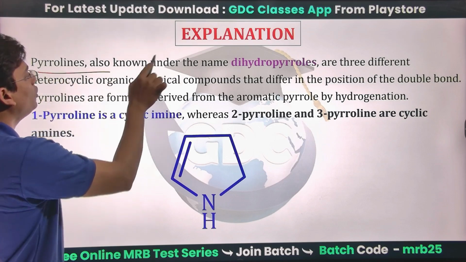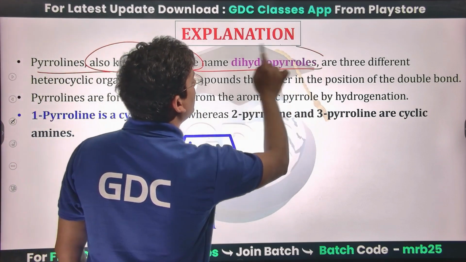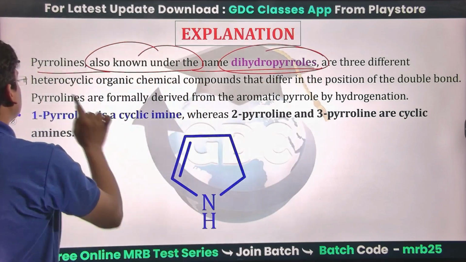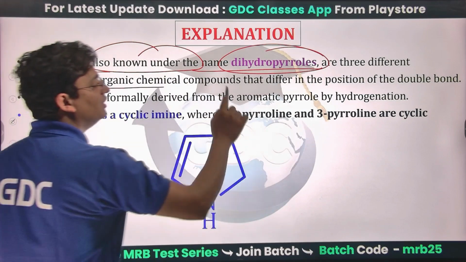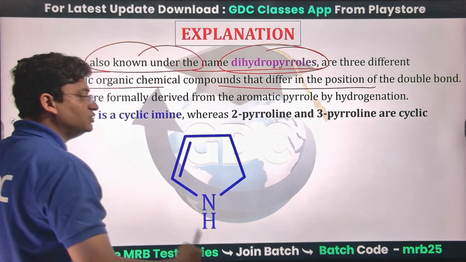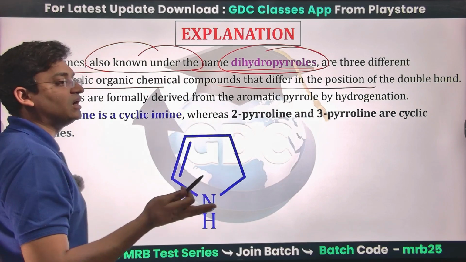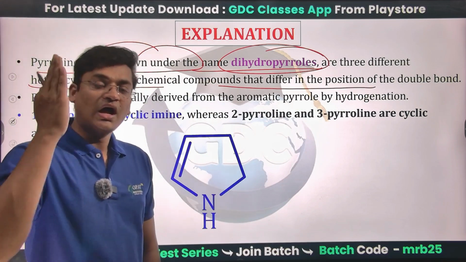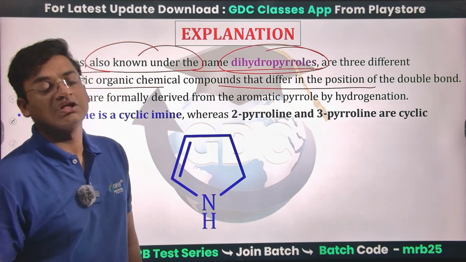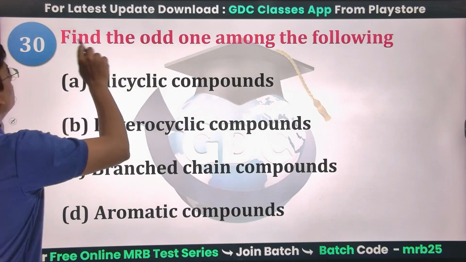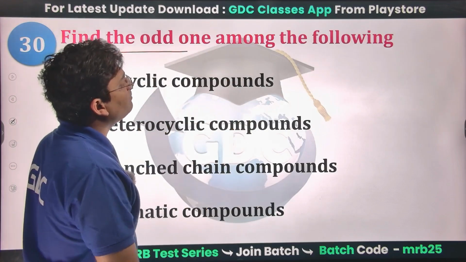Pyrrolines are also known as dihydropyrroles, and these are heterocyclic organic compounds that differ in the positions of the double bond. It's used for cases where there is neither complete unsaturation nor complete saturation, like partially unsaturated rings. Next question we have, find the odd one among the following.